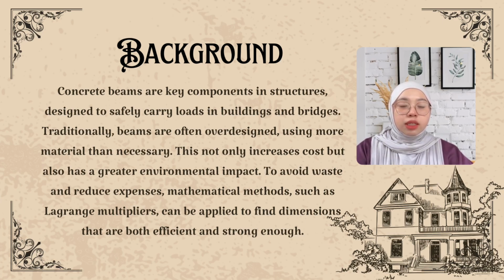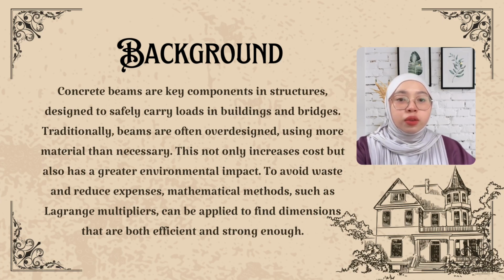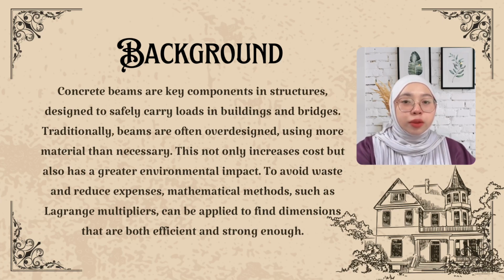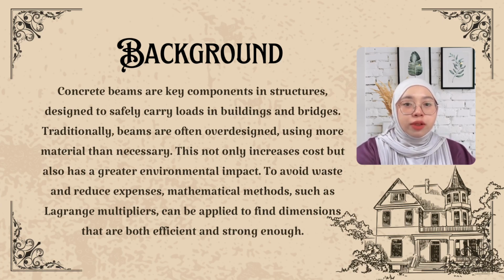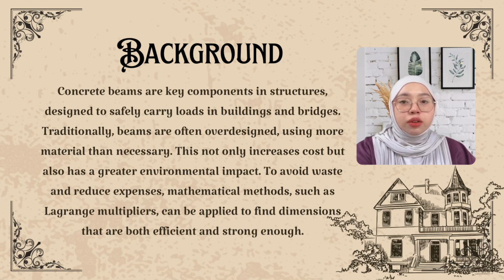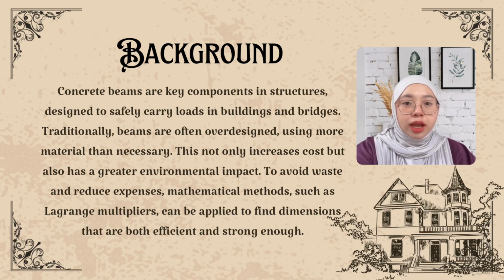My metric number is DF230029. Today I want to explain the background of the project. Concrete beams are a key component in structures, designed to safely carry loads in buildings and bridges. Traditionally, beams are often over-designed, using more material than necessary. This not only increases cost but also has a great environmental impact. To avoid this, mathematical methods such as the Lagrange multiplier can be applied to find dimensions that are both efficient and strong enough.